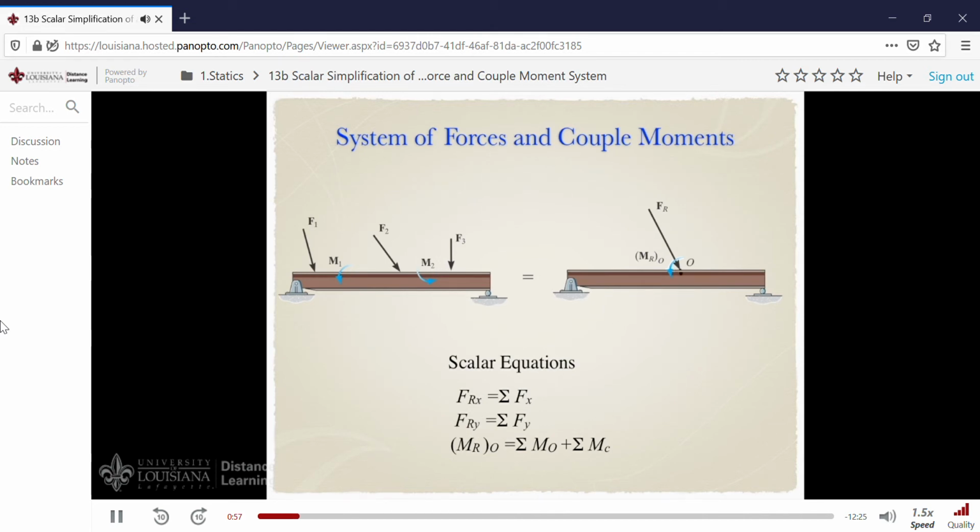Finally, we can get the moment resultant that acts here by simply taking the moment of all of the forces in the system around point O and then adding to it the moment of the couples. And that's represented by this equation.